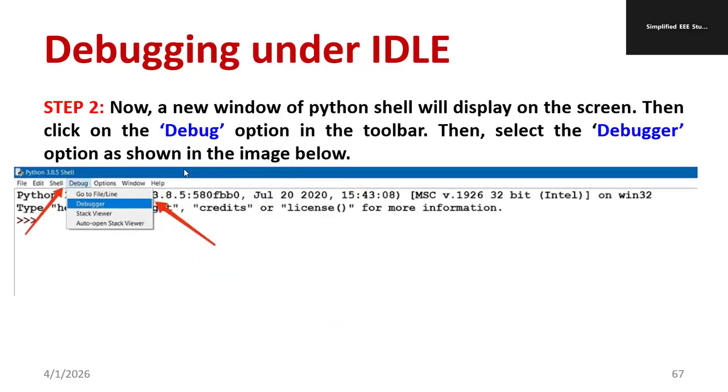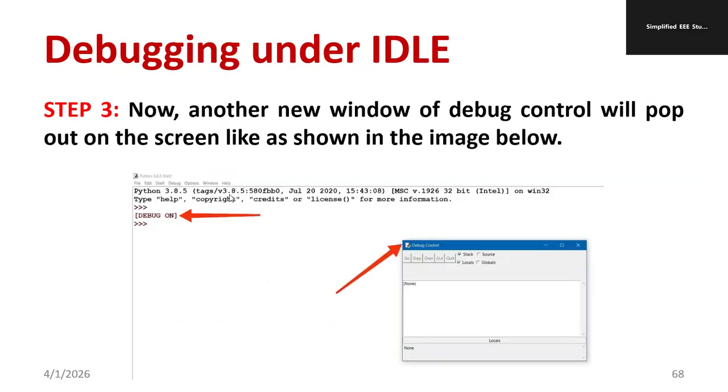Second step, go for the debugging option because we have to run the program. Please click on the debugging option, and in that, click on debugger. Fine. Once you have done that, a new window will pop up. It will direct you to a new window.